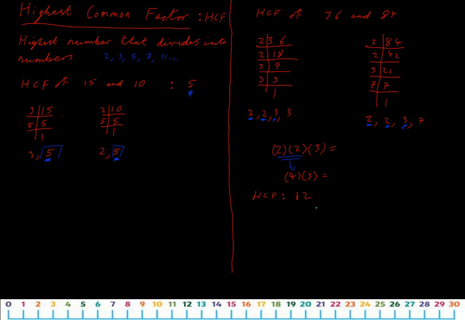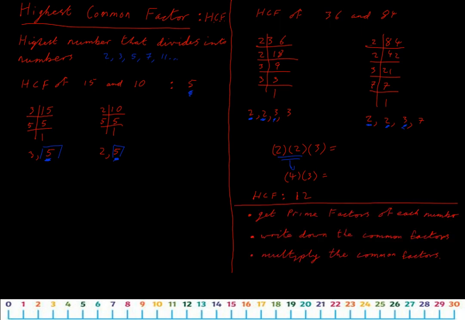Our steps are, and we can write them down, get our prime factors, compare the common factors, and then multiply those common factors together. I'm going to write that down for you and then we'll finish. So here we have our 3 steps. We're going to get the prime factors of each number we want to get the highest common factor of, write down the common factors, and multiply them together in order to get the highest common factor. And if we follow those steps, we'll always be able to get the highest common factor of any numbers.